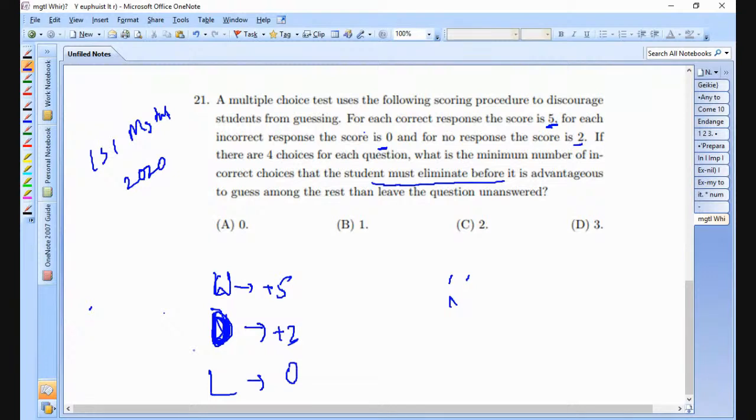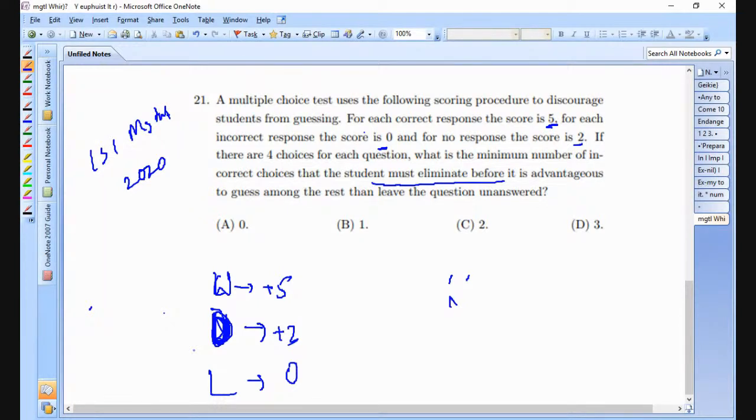Okay, perfect. So marks obtained per question will be 3 by 4 into 0 plus 5 by 4, that is equal to 5 by 4. Okay. Then second case, we are eliminating 1 choice. Now the probability of going wrong will be 2 by 3 and going correct will be 1 by 3. And so marks obtained per question in this case will be 5 by 3.